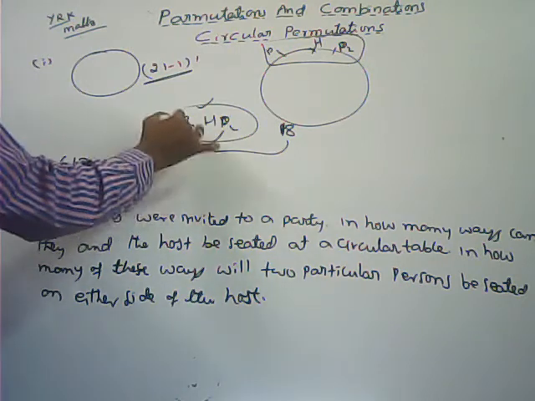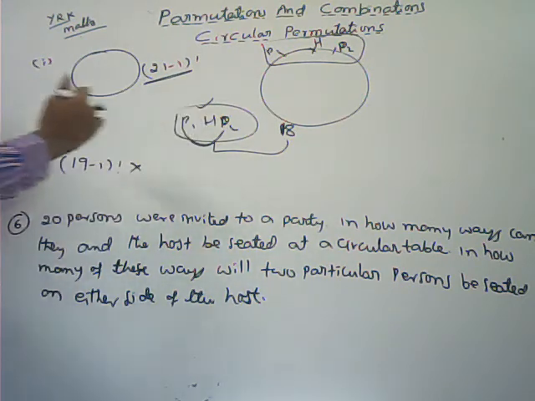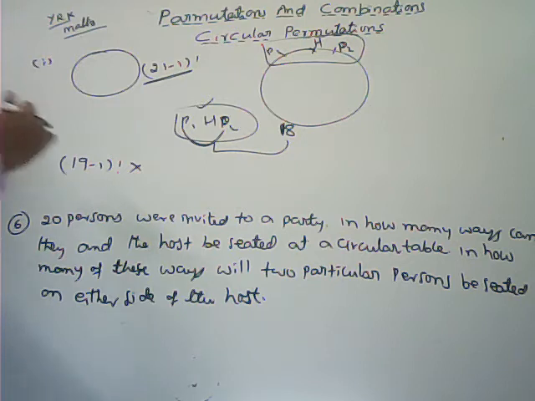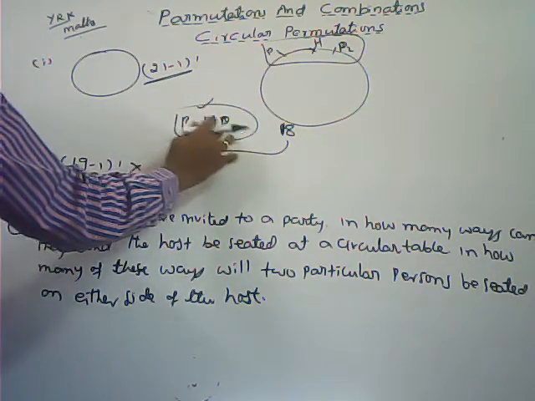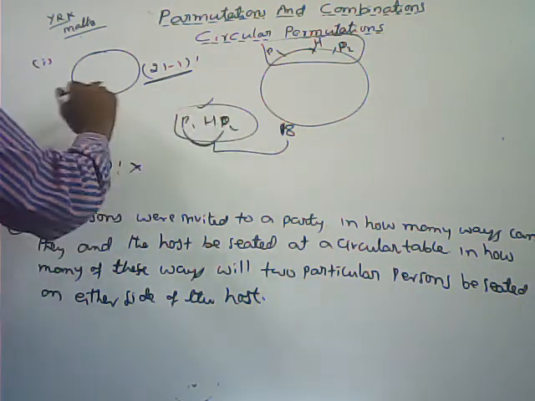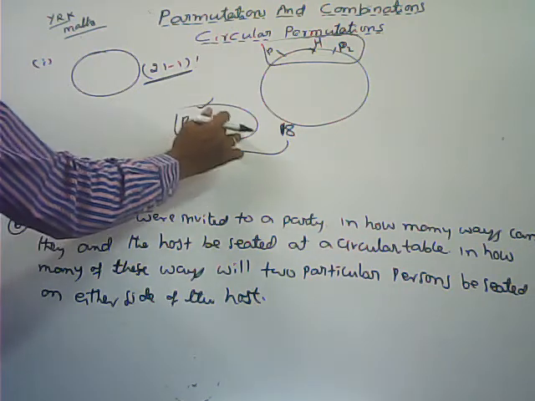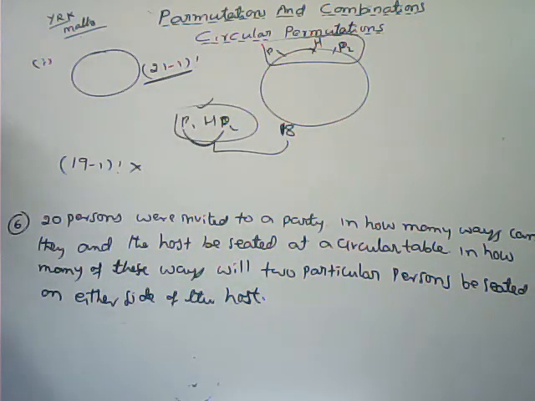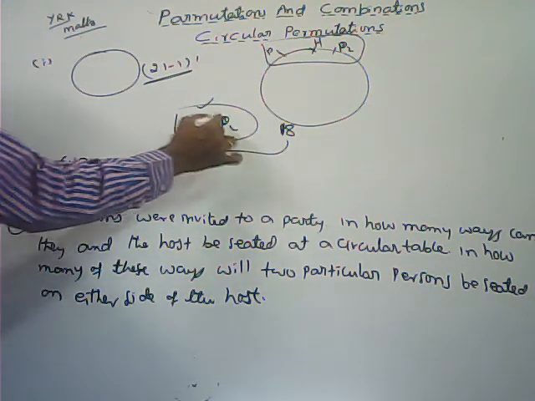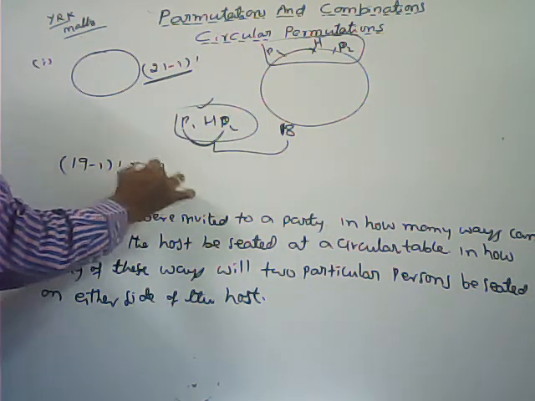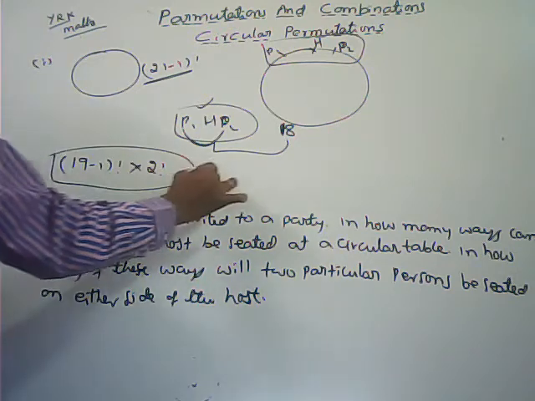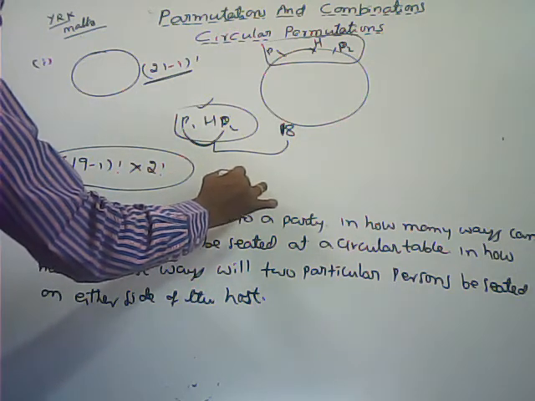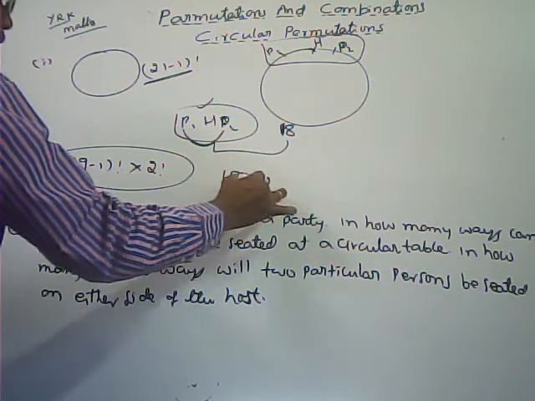Here, for these two, they did not mention anything about the order of the position also. Here these two are either side of the host only. If I keep P2 this side, P1 that side, in that case also both are either side of the host. Now these two can be interchanged among themselves in 2 factorial ways. So total number of ways we can arrange them is 18 factorial into 2 factorial.